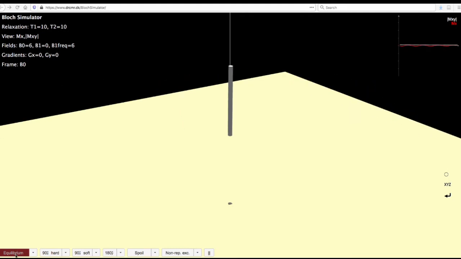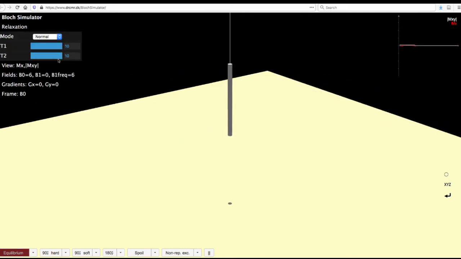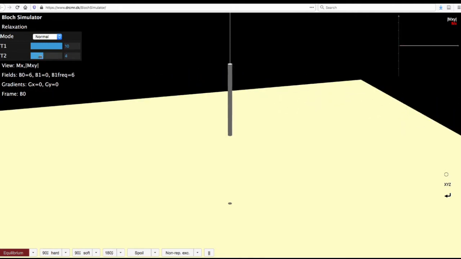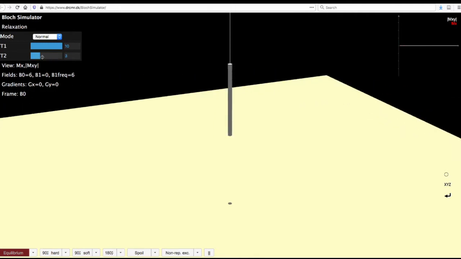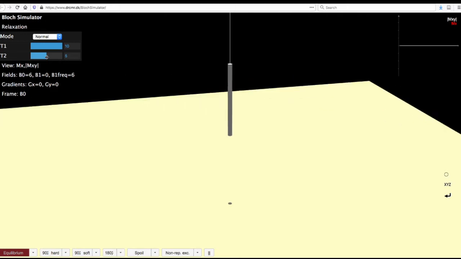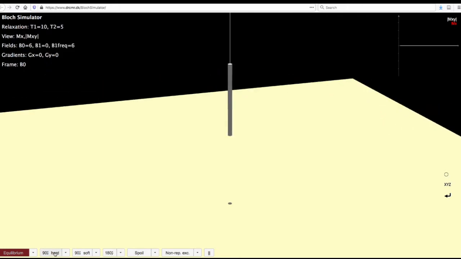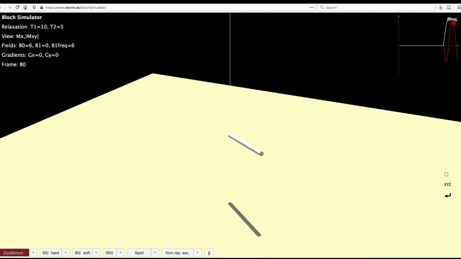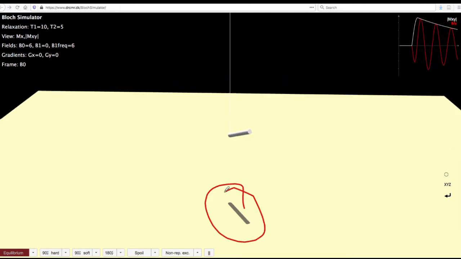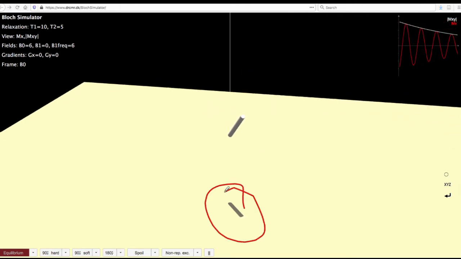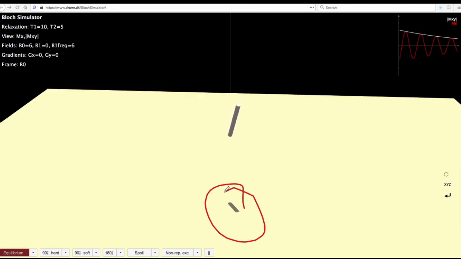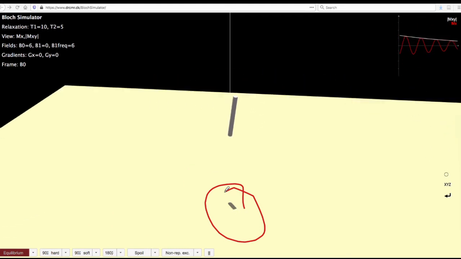Let's return back to equilibrium. And then we can set a simulation where T2 is less than T1. I'm keeping T1 as 10 seconds and T2 as 5 seconds. So let's apply a 90-degree hard pulse. Having applied, you are able to see that the transverse magnetization is decaying and simultaneously longitudinal magnetization is coming back.